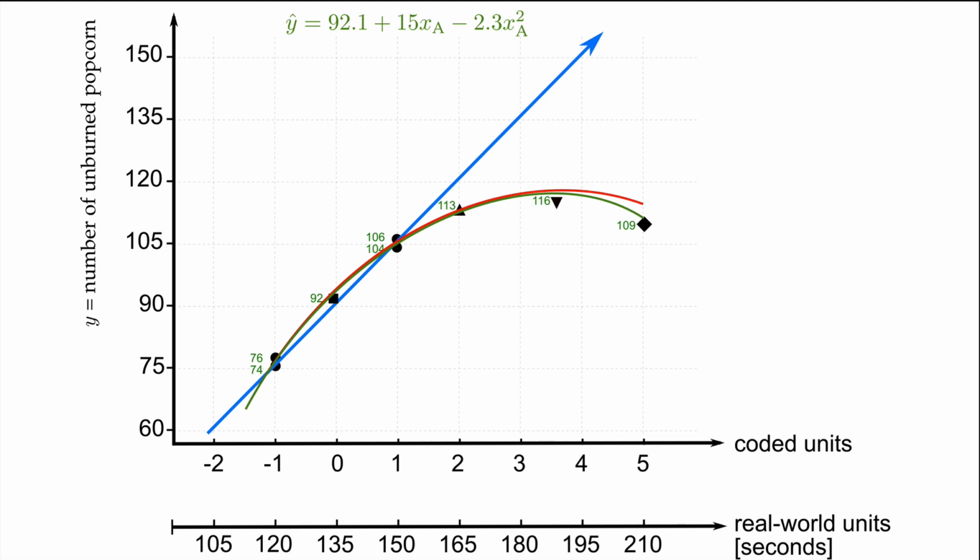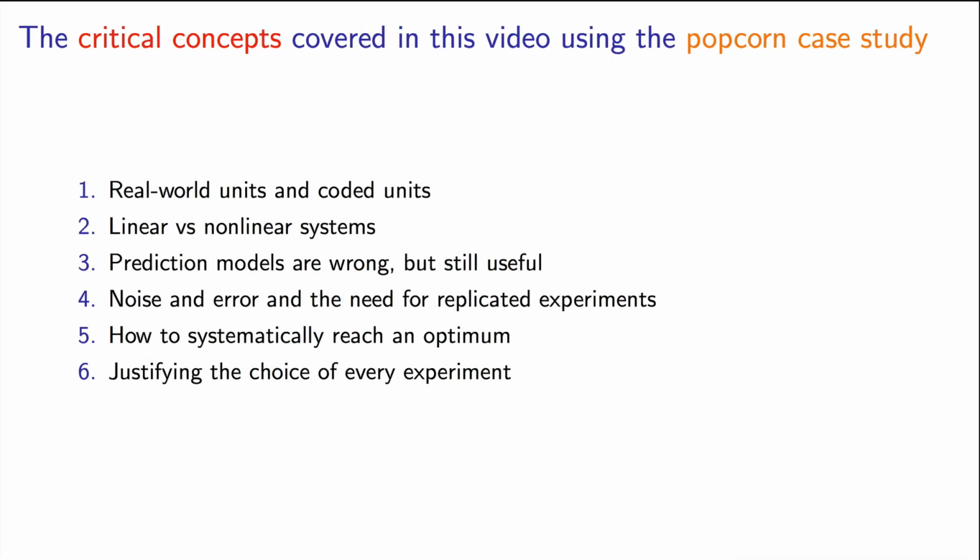So here's a summary of the important points you learned in this video. You learned how to convert between coded units and real-world units and back again. We showed several times how models can be wrong, but are very useful despite their shortcomings. We saw a systematic approach for seeking the optimum, which consists of collecting experimental data, building a model, testing the model's predictions, and then rebuilding the model if it had shortcomings. Finally, we learned to always justify the use of every experiment.